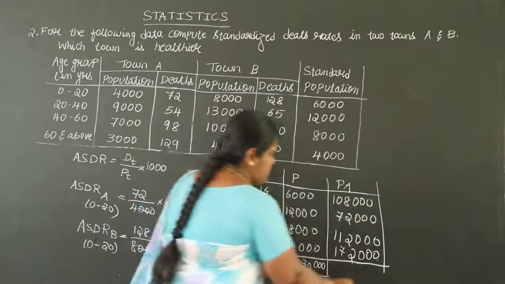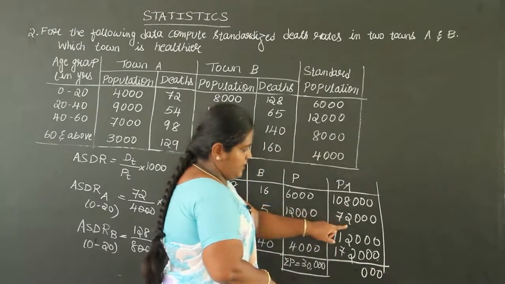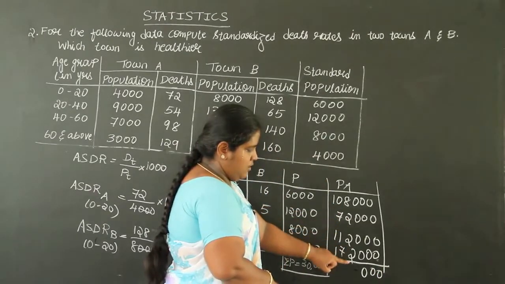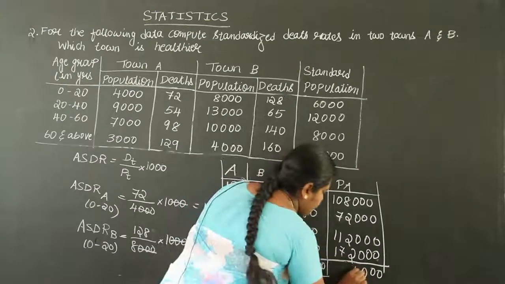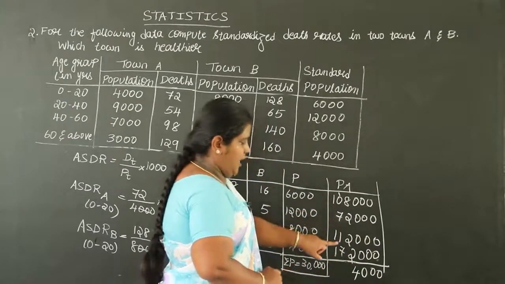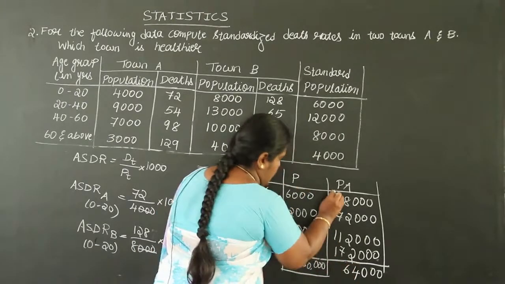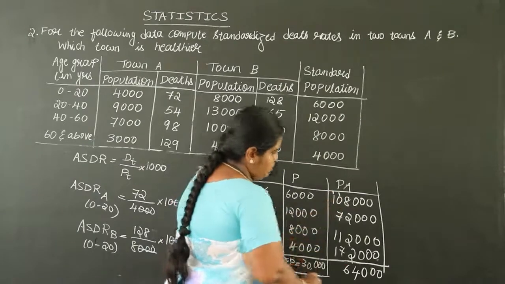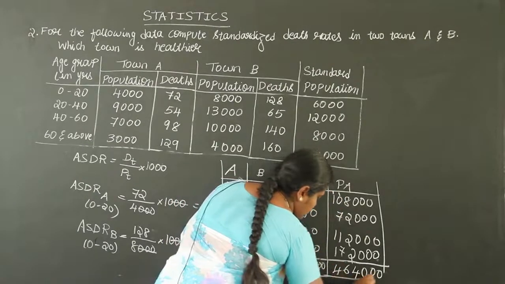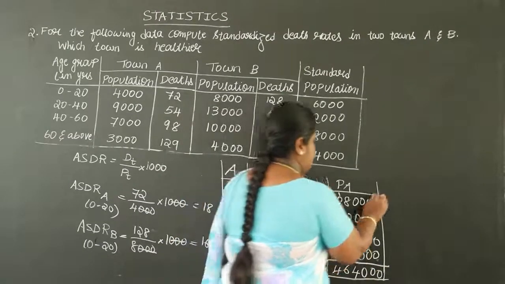Add those values. So you can add the zeros. Then here 8 plus 2 is 10, plus 2 is 12, plus 2 is 14. Then 1 carry. So 1 plus 7 is 8. 8 plus 8, so 7 plus 1 is 8. So 8 plus 8 is 16. Again 1 carry. So 2, 3, 4. So it is 4,64,000. Similarly, PB.